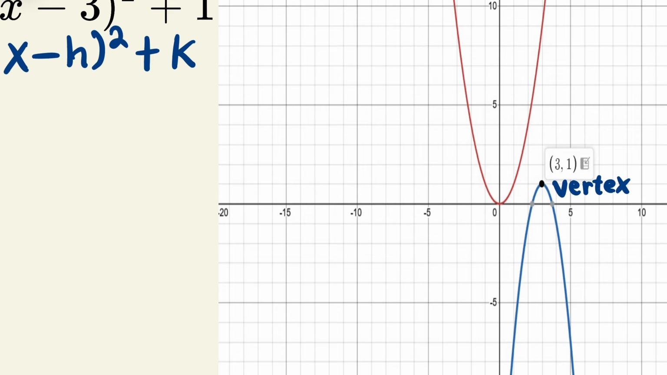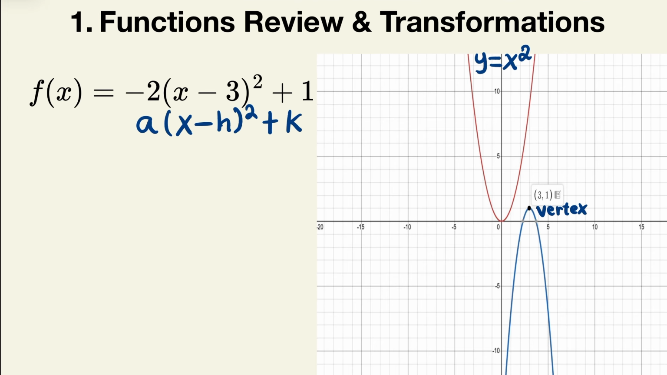Okay. Next, look at the number in front, the coefficient a. Well, that is negative 2. And here, a equals negative 2 controls two things. First, the negative sign reflects the graph over the x-axis, right? So it flips over. And the 2 creates a vertical stretch by a factor of 2. And so the vertical stretch by a factor of 2 is simply letting you know that the function narrows. So you can see that this is narrower than the parent function.